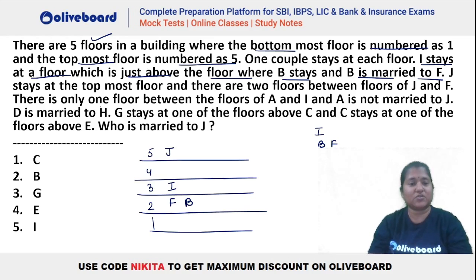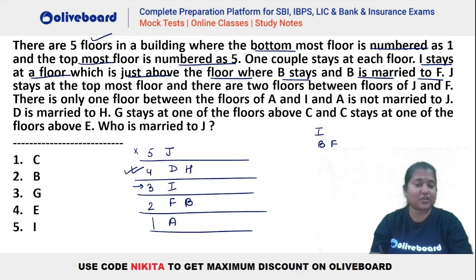Now there is only one floor between A and I. A is not married to J. So you can see here, if I is here, A cannot be here because A is not married to J. That means A has to be this person here, because there has to be only one floor between A and I, right? D is married to H. Now you can see the only floor which is completely vacant is the 4th floor.